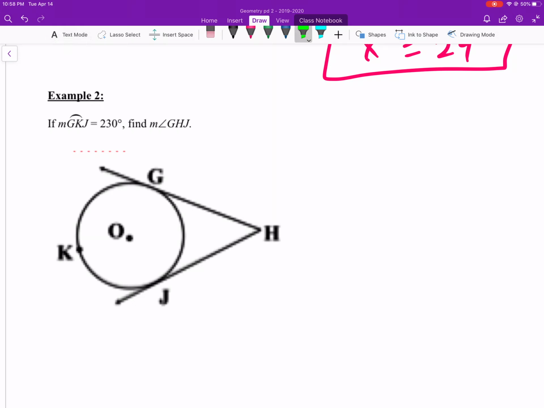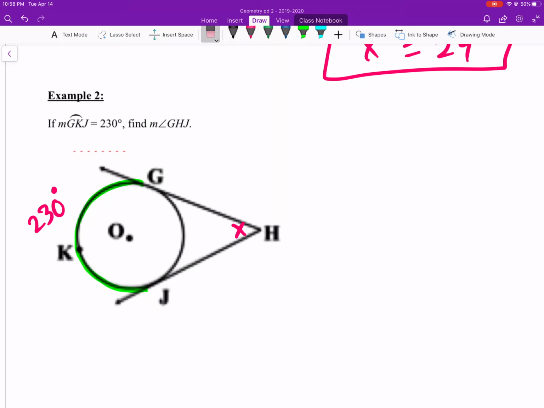So if the measure of arc GKJ is 230 degrees, so follow that, G, then to K, then all the way around to J, is 230 degrees. Find the measure of angle GHJ, which is the exterior angle. Remember, it opens up, it hits the minor arc right there. Oh, we don't have that. And it also hits the major arc. We do have the major arc of 230. Right now we don't have the exterior angle, and we don't have the minor arc.